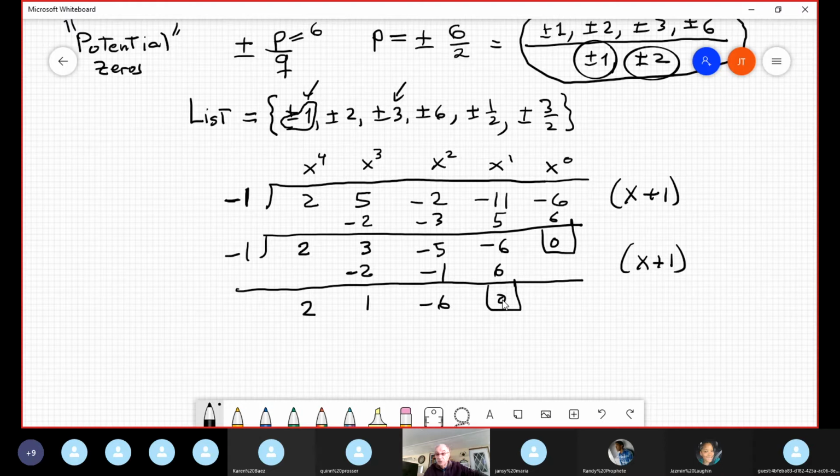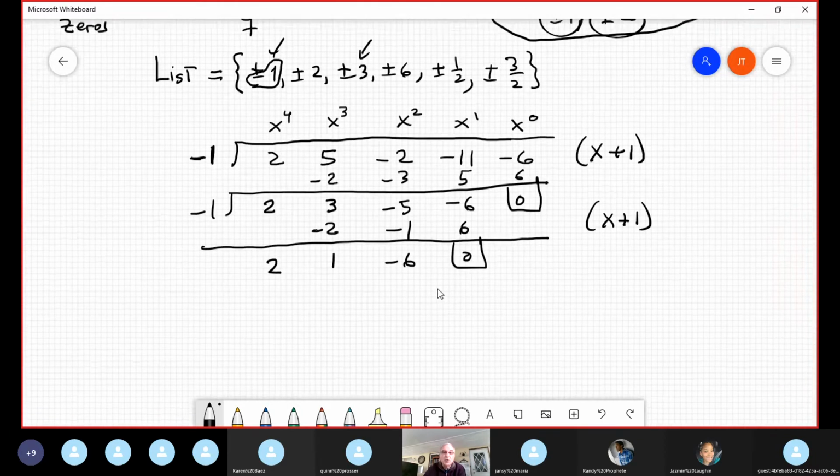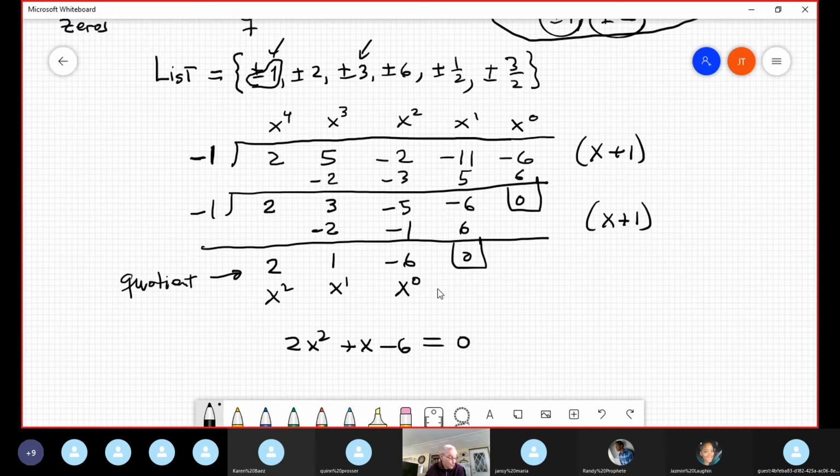X plus 1 with multiplicity 2. X plus 1 again. So now I want to illustrate a combination. I can't do that; continue working with the list. But I highly recommend, when you have degree 2, look, this is x to the 0 power, this is x to the 1 power, and this is x to the 2nd power. Actually, the quotient at that moment is 2x squared plus x minus 6 equal to 0.